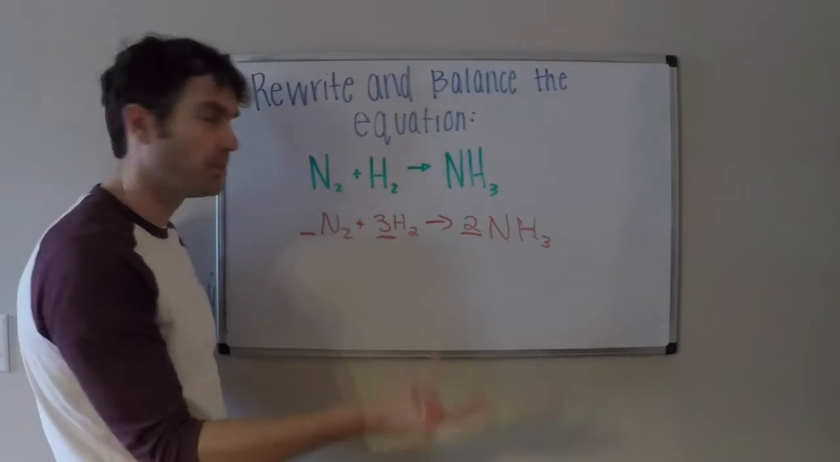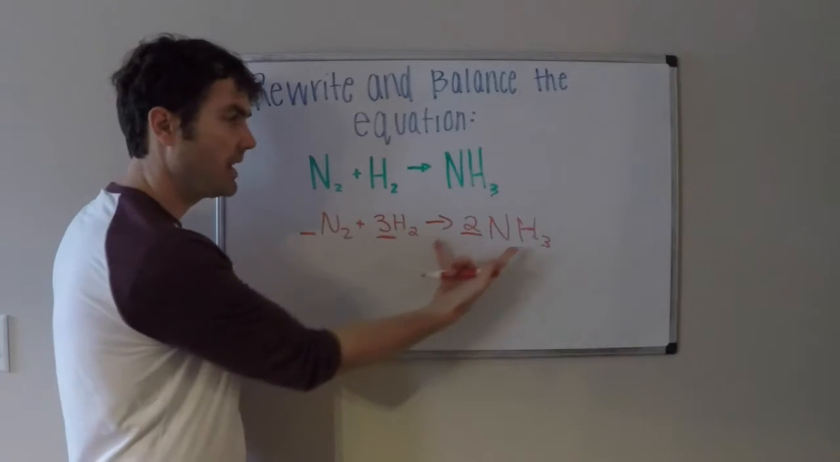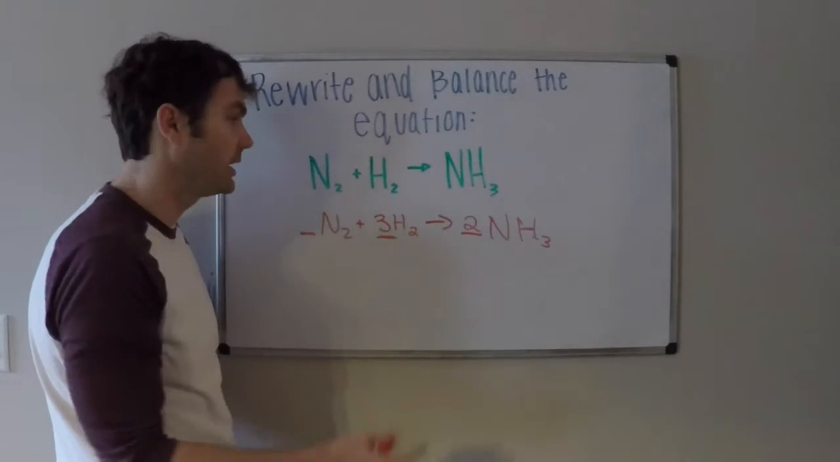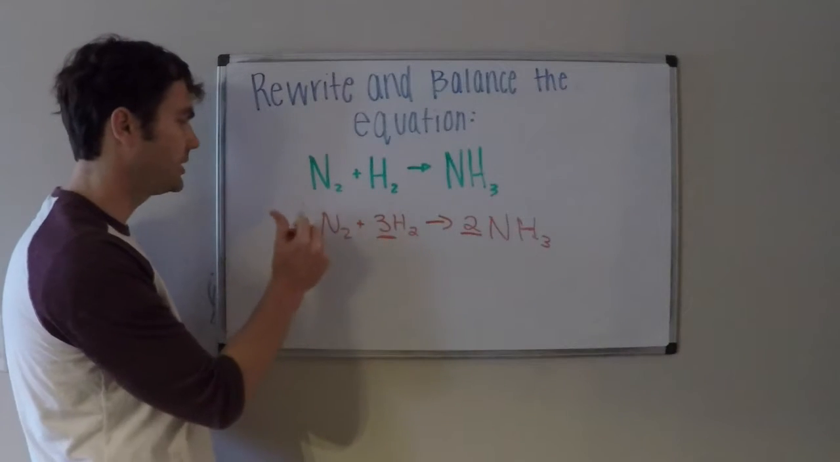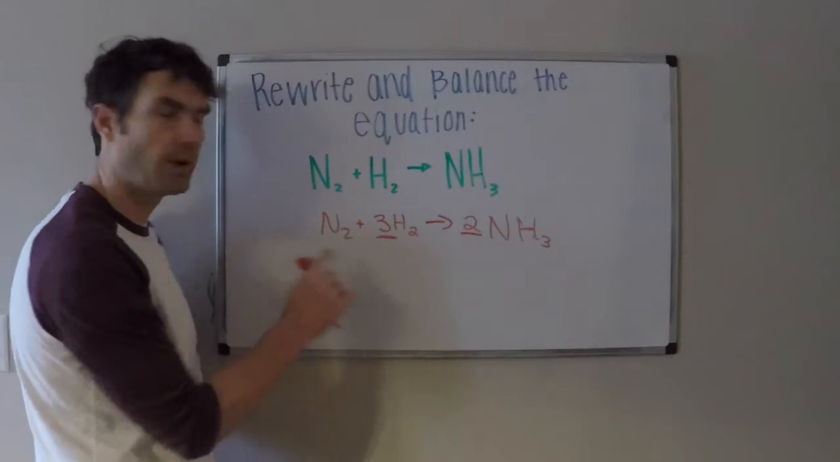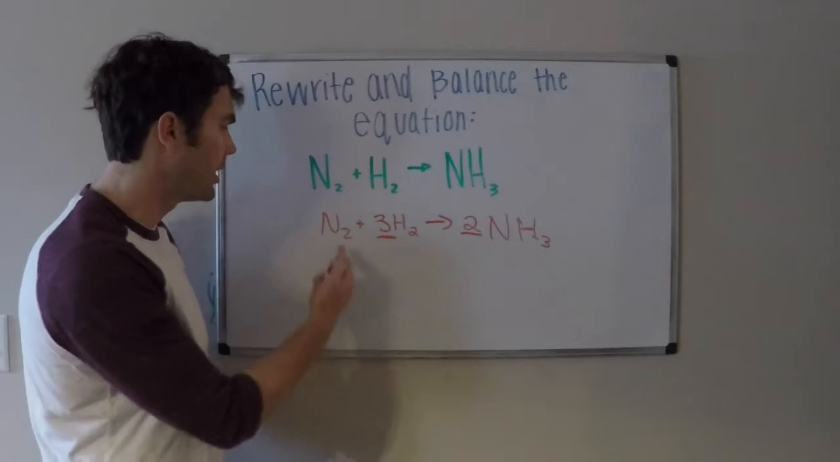Sometimes you won't be done, you have to play with the nitrogens, and sometimes you may have to rework the other thing that you've already got balanced. But in this case, we're already done, so you can either write 1 here, or a lot of people just don't write anything when it's just one of them.